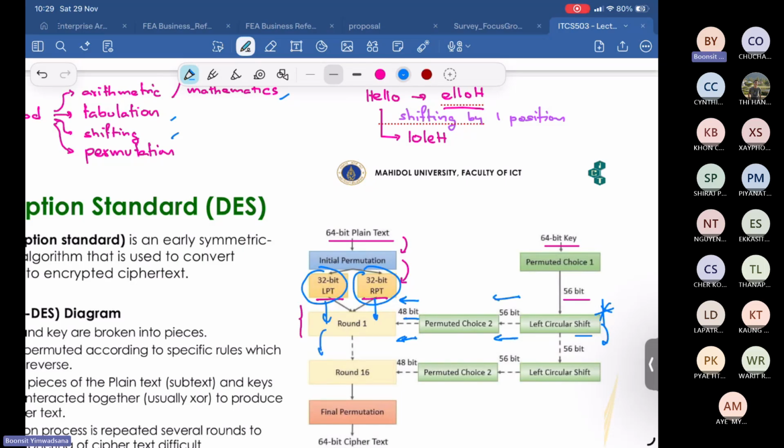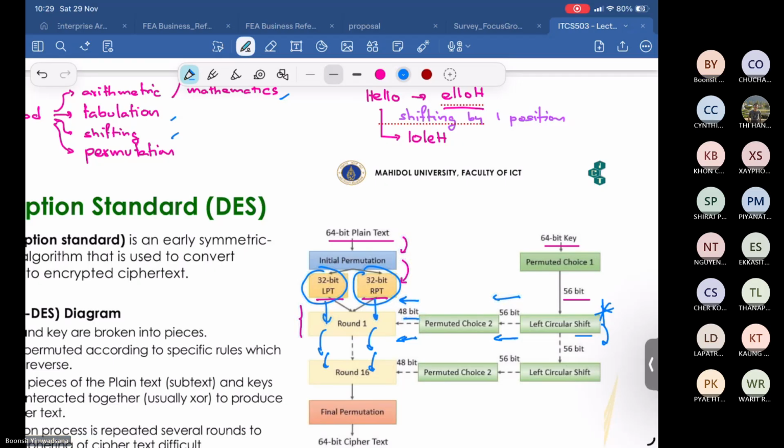This process continues on and on for 16 rounds. And finally, you will have the final permutation. You can see that the encryption process happens many times. This creates complexity, confusion, and increases the amount of time trying to decode this message.